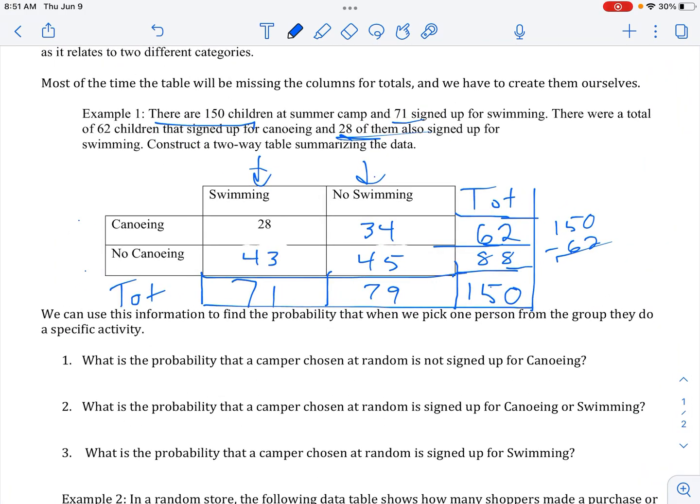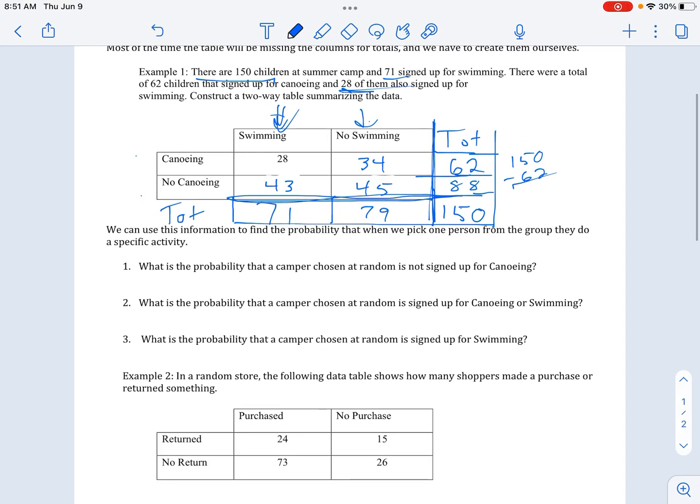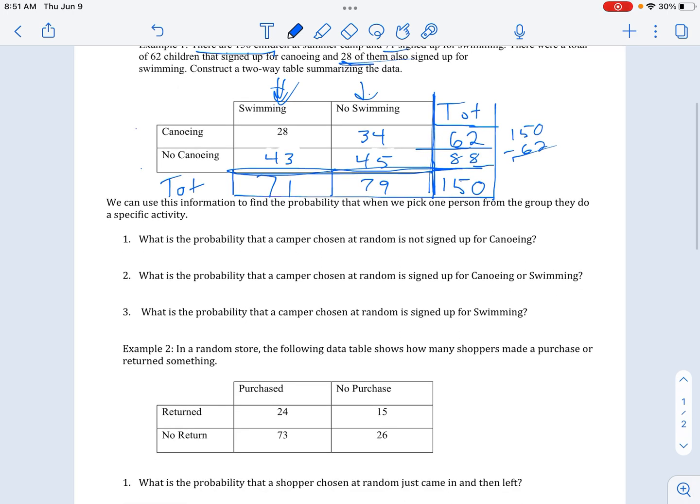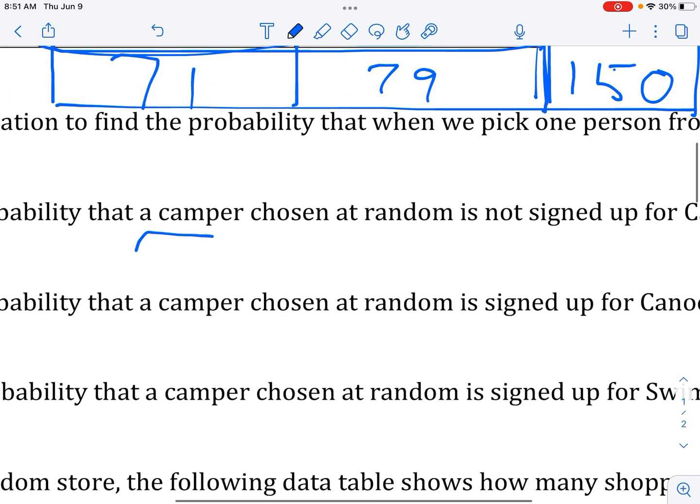All right, so it's going to be really important that you understand. You have kind of like a totals section, and then you have the individual component section. And then usually there's going to be some questions that they ask about this. So they say, what is the probability for question 1 that a camper is chosen at random and is not signed up for canoeing? Okay, well, not canoeing out of all the campers is going to be 88 out of 150.